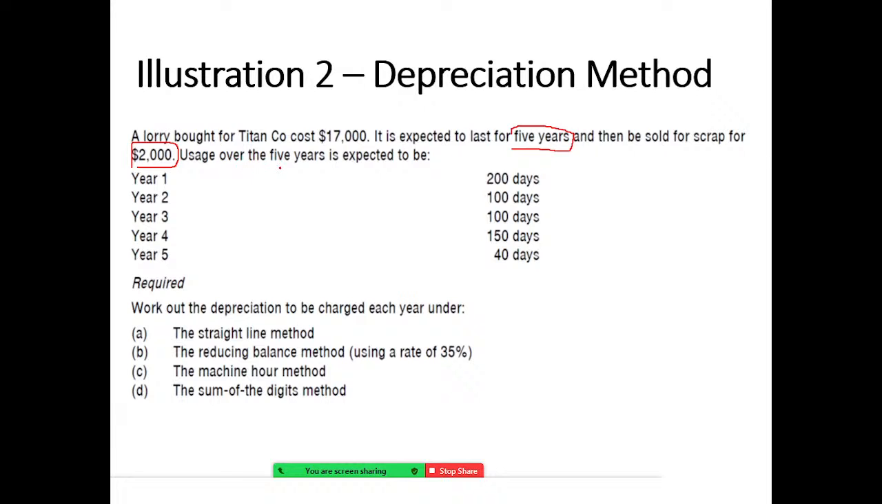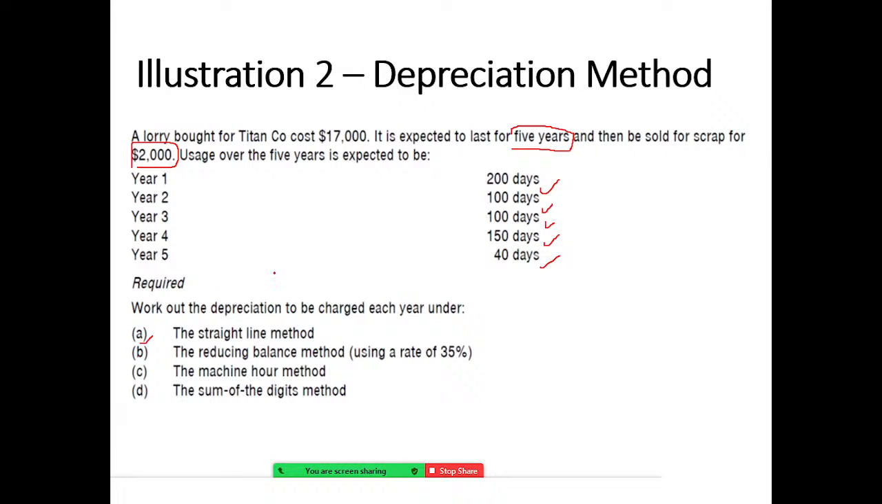Over the 5 years, the usage is expected to be: in the first year it will be used for 200 days, the second year 100, third year 100, fourth year 50, and in the fifth year 40 days only. So, as per LKAS, work out the depreciation to be charged each year under the straight line method.